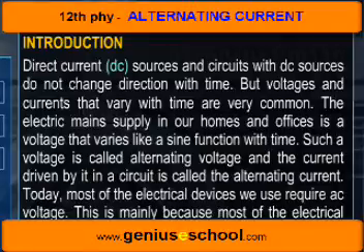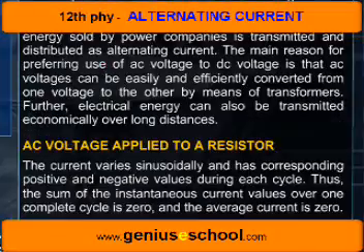The electric mains supply in our homes and offices is a voltage that varies like a sine function with time. Such a voltage is called alternating voltage, and the current driven by it in a circuit is called the alternating current. Today, most of the electrical devices we use require AC voltage. This is mainly because most of the electrical energy sold by power companies is transmitted and distributed as alternating current.